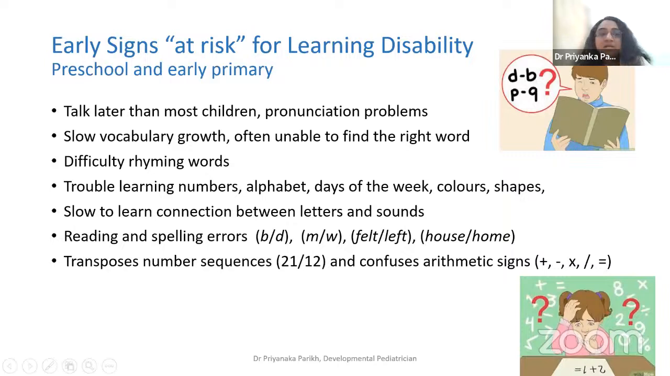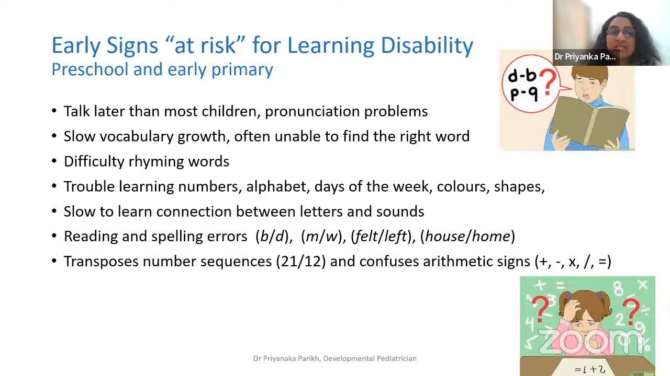So how early can we pick up learning disabilities? Learning disability can be diagnosed after 7 or 8 years of age when we are actually doing the psychoeducational testing, which we have said is one of the criteria in the diagnosis. But we can pick up the signs of learning disability much earlier, even at 3 and 4 years of age. And what are the signs that we pick up? What we call is that these children are at risk for learning disability. So these can be picked up even in the preschool years.